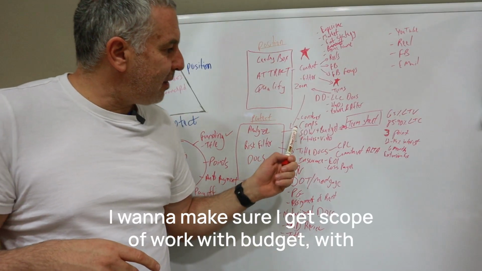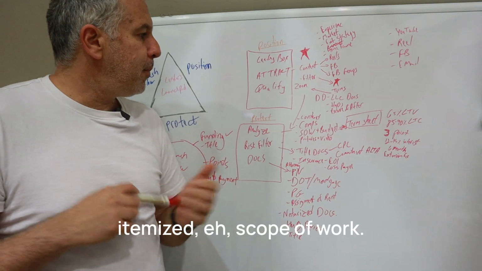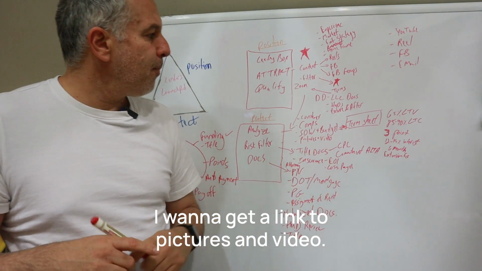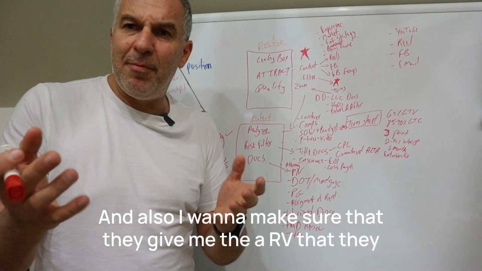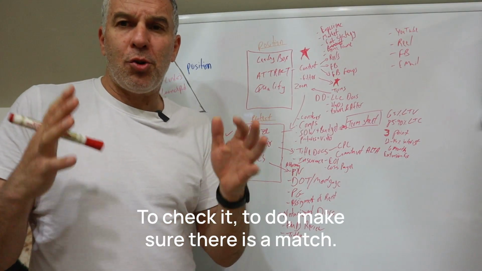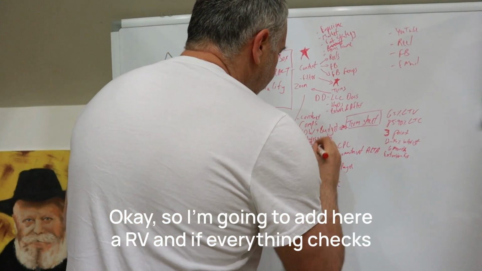I want to make sure I get a scope of work with budget, with itemized scope of work. I want to get a link to pictures and video. And also I want to make sure that they give me the ARV that they think, because I'm going to check it to make sure there is a match. Okay, so I'm going to add here ARV.